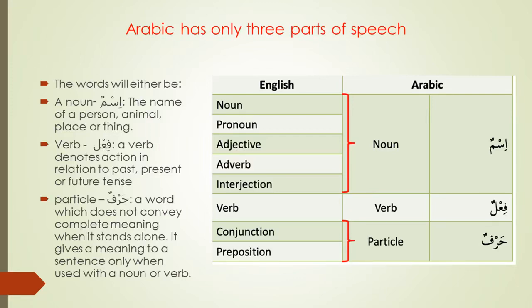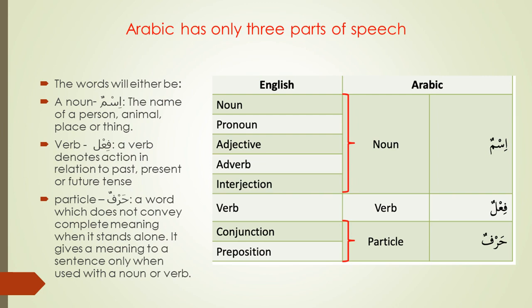Okay, so back to the first slide. We'll start again with the parts of speech in the language. There are three parts of speech: an ism, a noun, a fi'l, a verb, and a harf, which is a particle. And you have the English on the left side and then you have the Arabic on the right side.